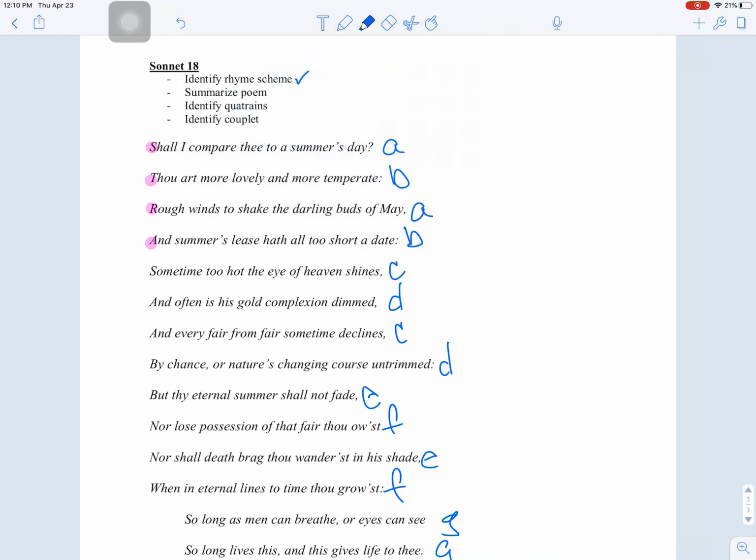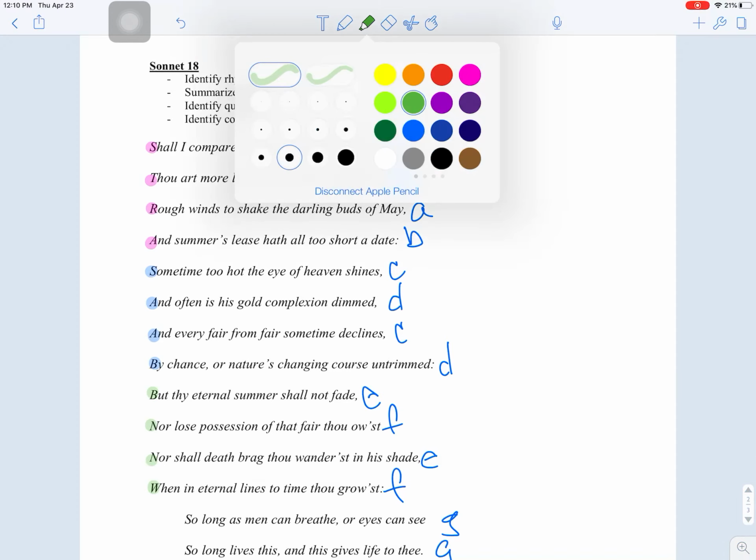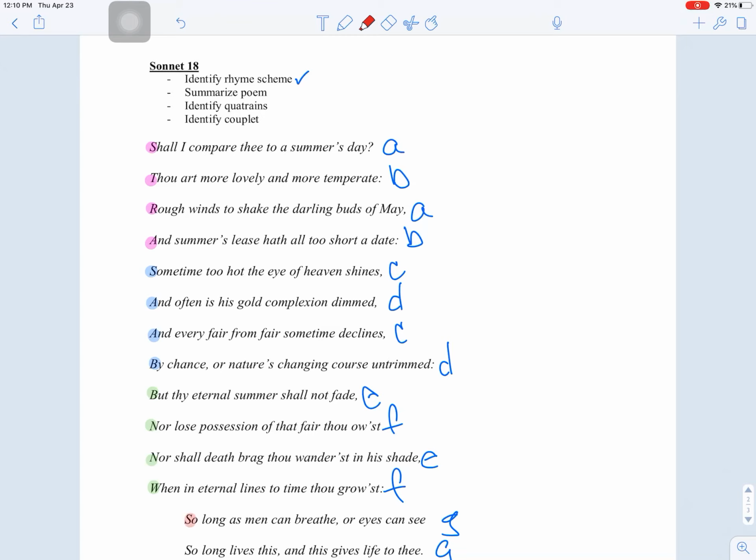Our next quatrain is C, D, C, D. Our third quatrain is E, F, E, F. And then we end with our couplet, G, G. Just like that, we've labeled the quatrains and the couplet. So now we can see the poem broken down into chunks of 4. We have 3 chunks of 4 and then 1 chunk of 2. Perfect. Now let's figure out what is going on.